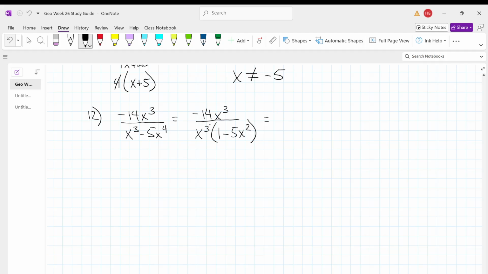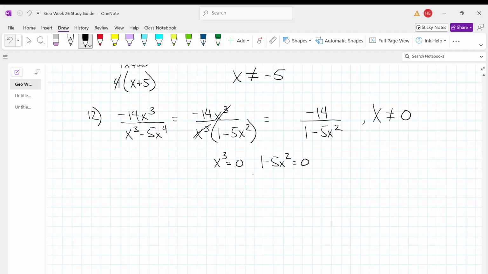All right, so these x to the thirds cancel. We're left with negative 14 over 1 minus 5x squared. If we set each of these factors equal to 0, if we say that x to the third is equal to 0 and 1 minus 5x squared is equal to 0, that will give us our exclusions, okay? So x cannot be equal to 0.